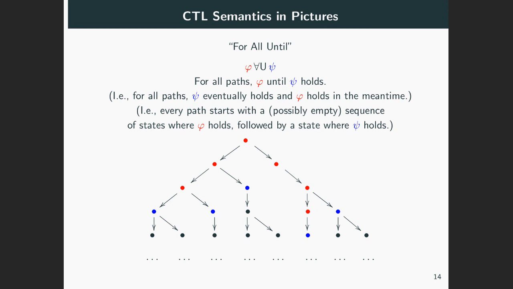So this notion of having a possibly empty block of states where phi holds followed by a state where psi holds is of course the behavior of until that is familiar to us from LTL. Here the for all quantifier, which is part of the CTL connective, requires that this until behavior happens over all paths starting from the current state. It should be the case here: red, red, red, blue. And here, red, red, red, blue. And here, red, red, blue. And here, red, red, red, red, blue, etc.